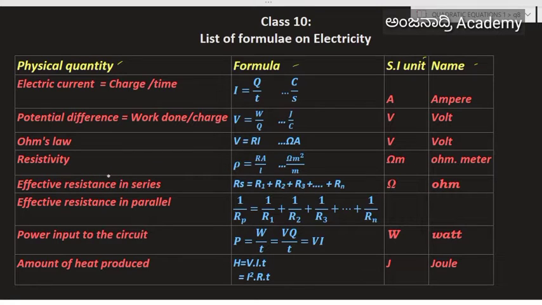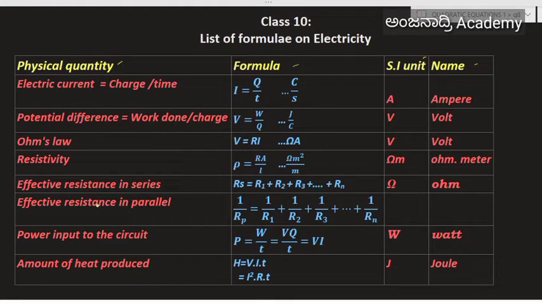Resistivity: resistivity rho is equal to R A divided by L. We know that resistance has SI unit ohm, area unit is meter square and length unit is meter, and ultimately one meter and one meter get cancelled and it gives the SI unit of ohm meter.